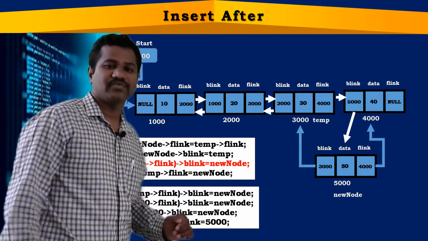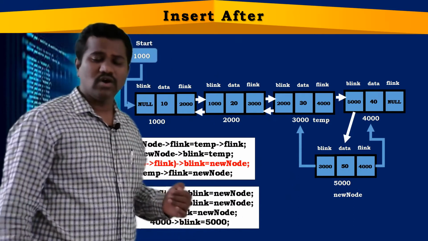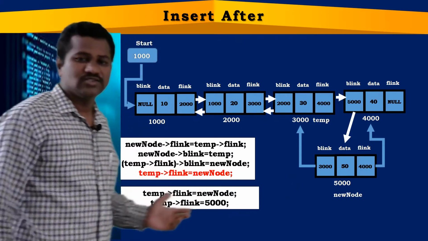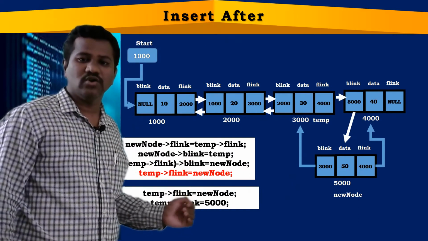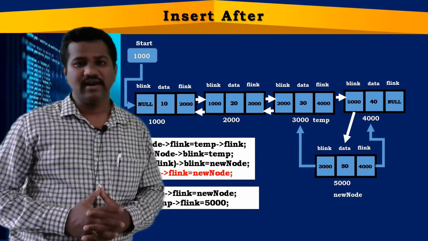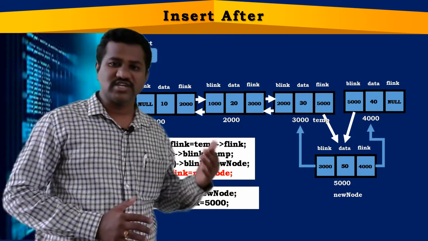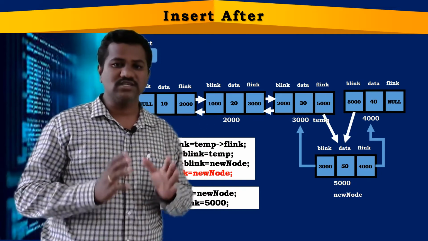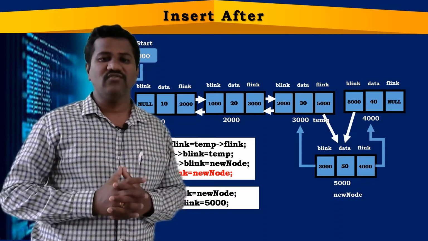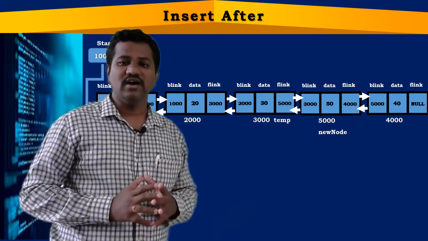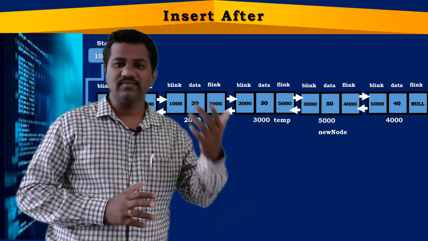Right? Now what we need to do is take temp's forward link, which should contain 5000. So temp's forward link is assigned with the new node. New node means 5000 is going to be stored in temp's forward link. That means a link is going to be established from temp's forward link to the newly created node. This is how the links are going to be established. Finally, your linked list is going to be like this, where the 5000 node is inserted after that.